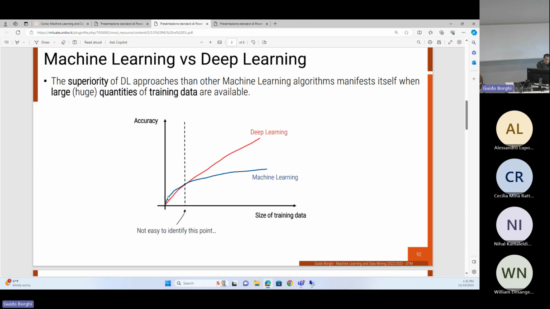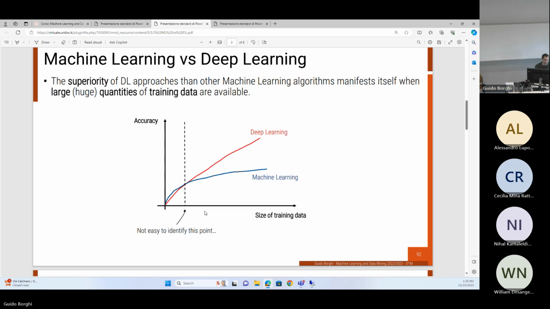usually the best performance is obtained with machine learning approaches. And then we have a point in which the performance of deep learning is superior with respect to the performance of machine learning methods, okay? The problem is that, as you can see here, it is not easy to identify what this point is. It's not easy to say that, okay, with, I don't know, 15,000 images, we have better performance with deep learning. It's very complex.